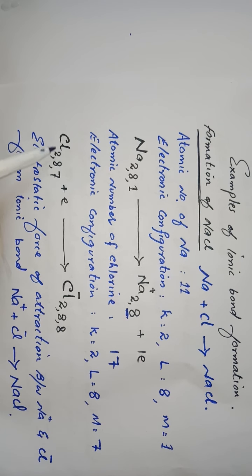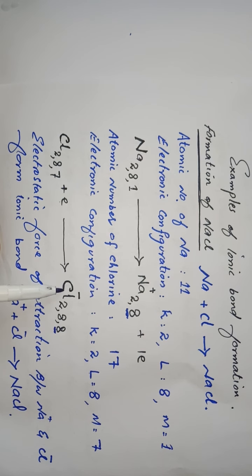It means that if chlorine gains an electron, then it completes 8 electrons in its outermost shell. So after gaining 1 electron, a chloride ion is formed, and with the formation of the chloride ion, the valence shell now contains 8 electrons; it completes its octet. Now during the transfer of electrons, both atoms get a noble gas valence shell electronic configuration.